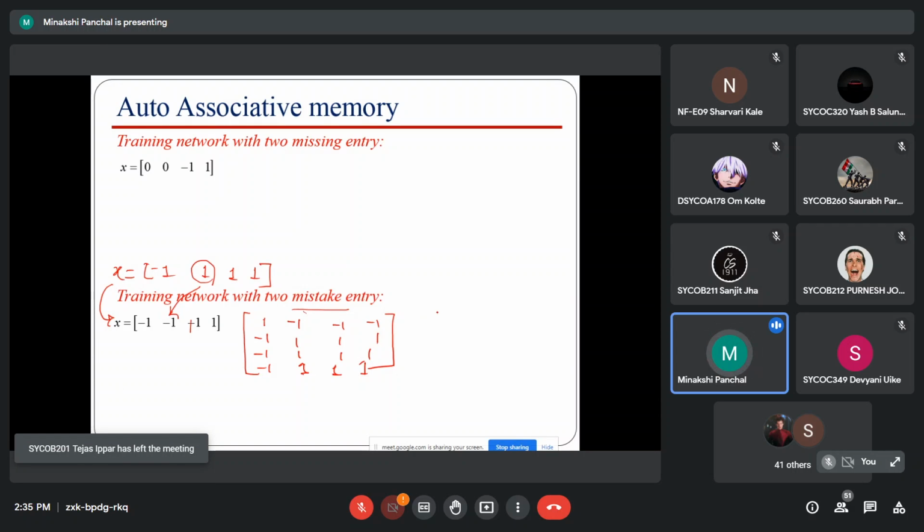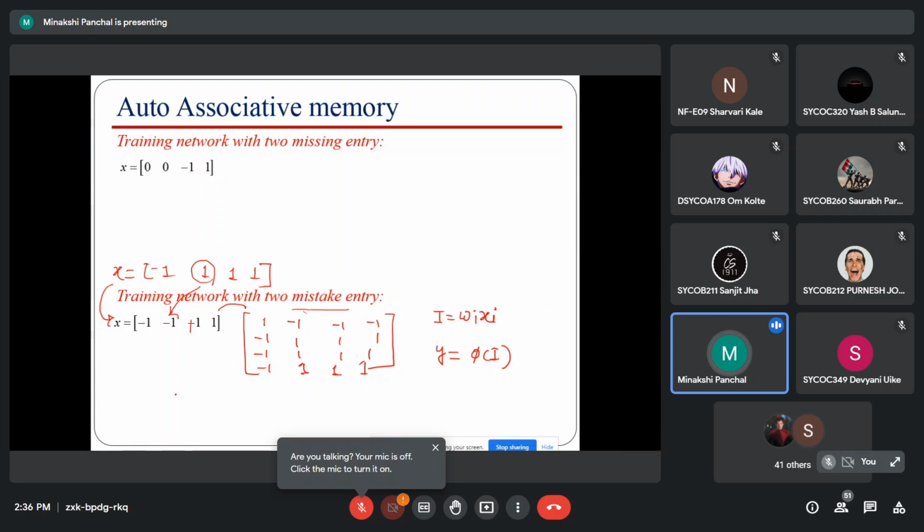You are finding first I equals Wi xi, and then you are finding y equals phi of I. So just take this product, whatever product you get, just apply the activation function on this and tell me what is the y here. I will wait for you.